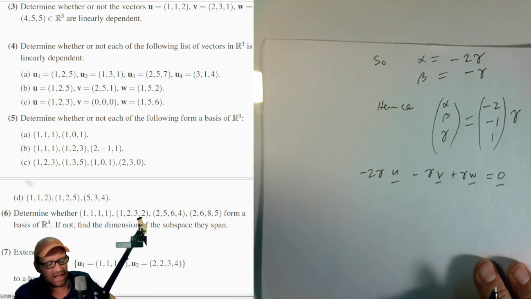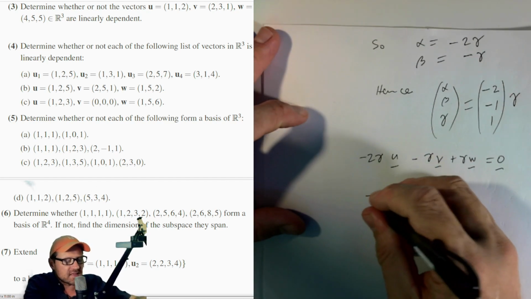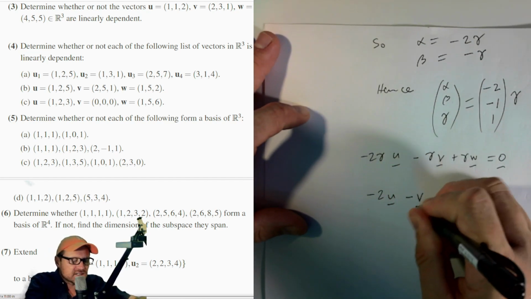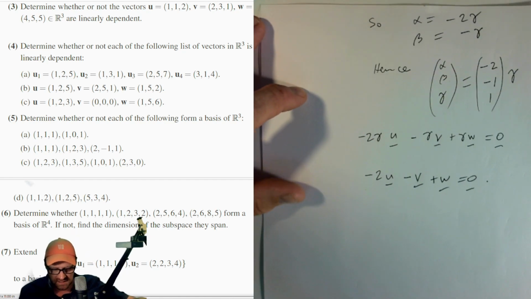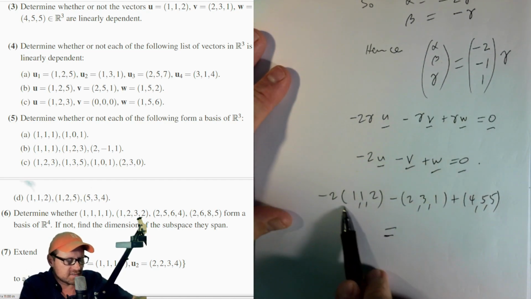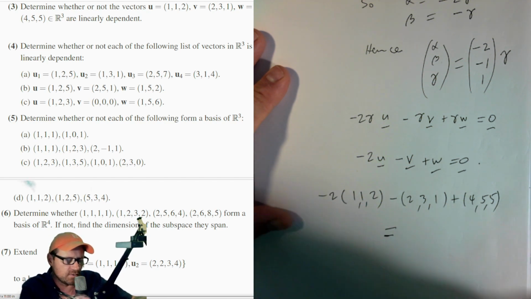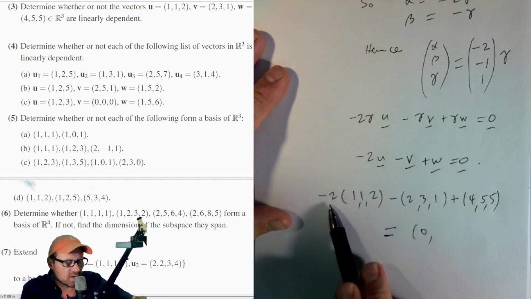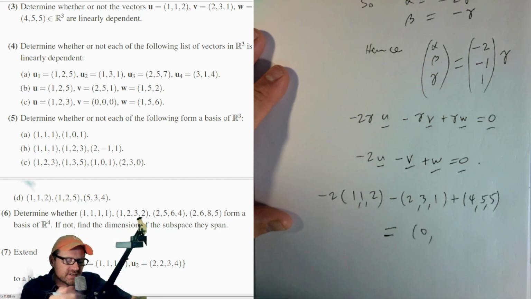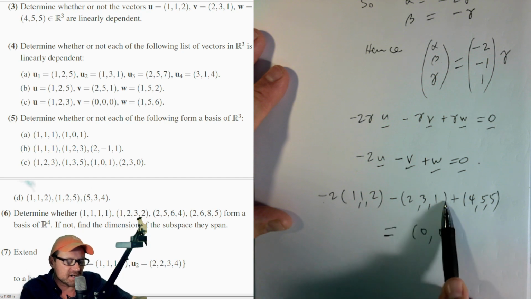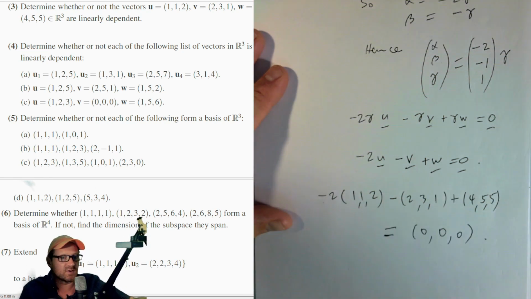Okay, now assuming that gamma is non-zero, we can divide throughout by that. And so we get then that minus 2u minus v plus w is the 0 vector. So we can check this like so. And so this first entry here is minus 2, minus 2, minus another 2, plus 4 is 0. So that's true. Minus 2 times 1 is minus 2. Minus 2 minus 3 is minus 5. Minus 5 plus 5 is 0. Minus 4 minus 1 is minus 5. Minus 5 plus 5 is 0. So yes, we in fact have this.